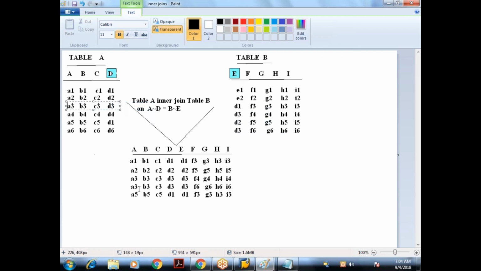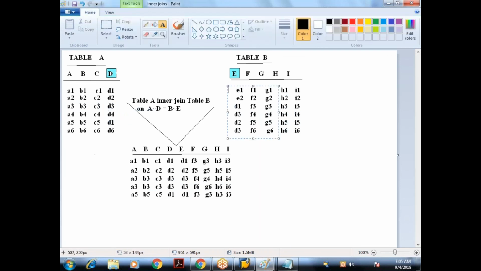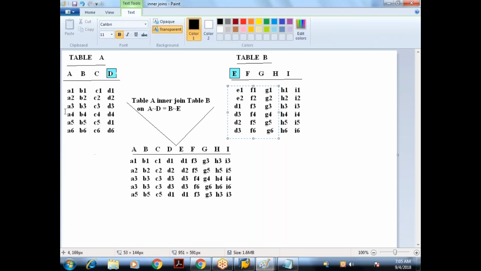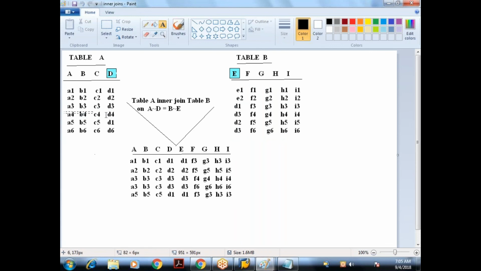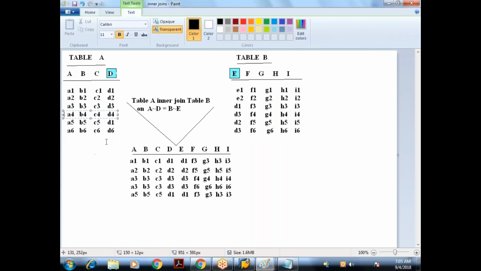What is the first combination? A3, B3, C3, D3, and again D3, F4, G4, H4, I4 from the right hand side table. Left hand side again the same row, A3, B3, C3, D3. What is the other matching row? D3, F6, G6, H6, and I6. The next row is D4. Do we have any matching row here? D4? No, we don't have D4. Since there is no matching row in the right hand side, it will not consider the left hand side row also for retrieval. It will ignore this row from the left hand side. It will not pick it up for the output.